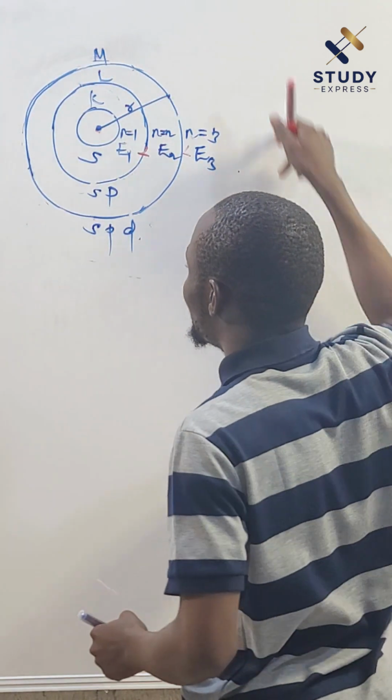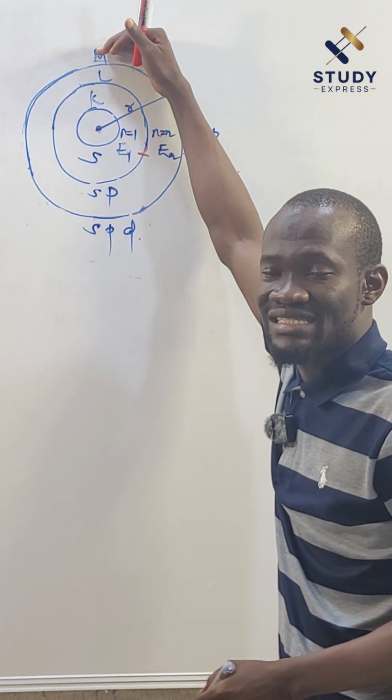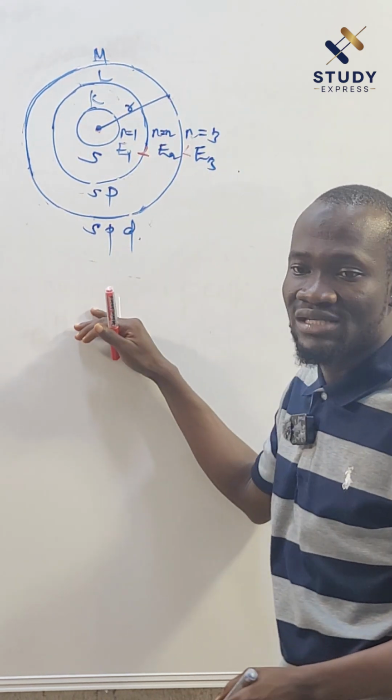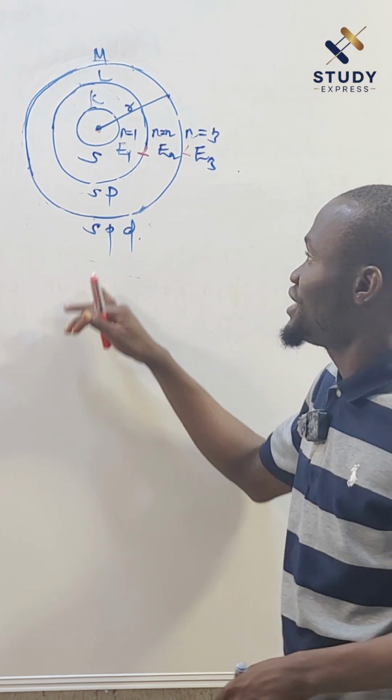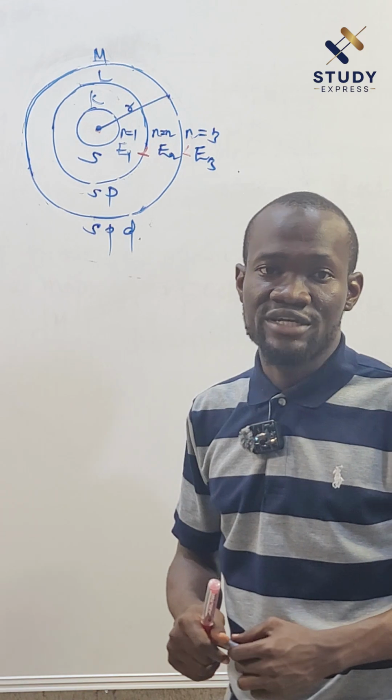If I were to draw the fourth shell, it will be denoted as N, and the suborbitals in it will be s, p, d. Thank you very much. We're going to stop here. We'll continue in our next class.